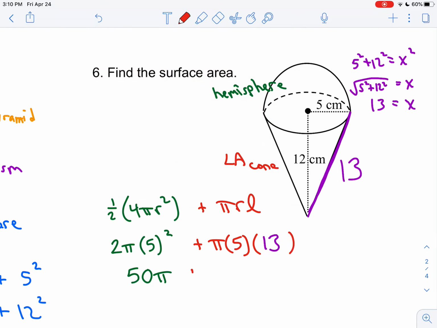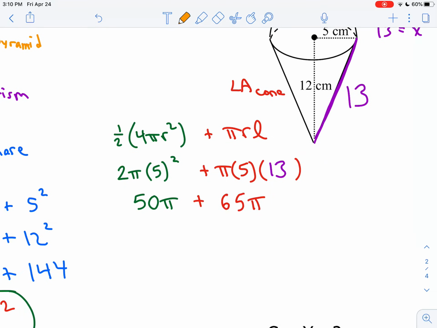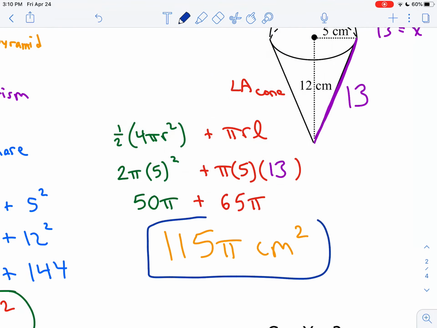Let's go back to the red. That's 65 pi. Maybe we'll finish with orange. Maybe our ice cream could be orange sherbet or something tasty like that. So 115 pi centimeters squared. And yes, we could give a decimal. I don't feel like pressing buttons, so I leave it with pi.